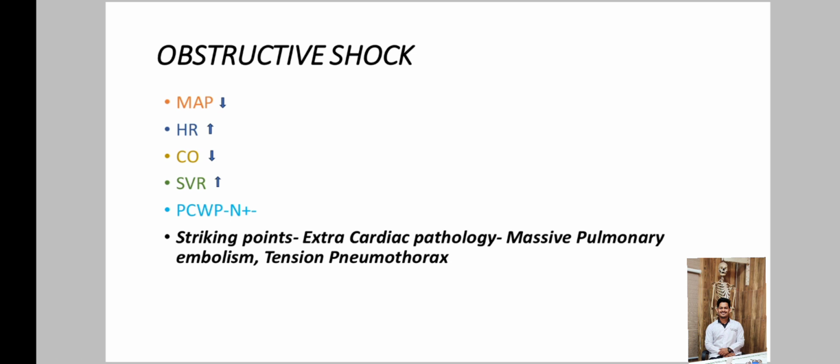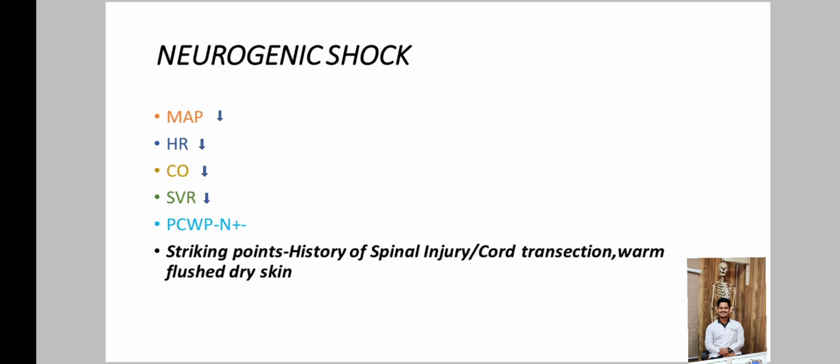But what to expect in a question when it will be obstructive shock? The striking point that we need to notice is that there will be some extra cardiac pathology. Mainly there are two types of questions. One is massive pulmonary embolism, another is tension pneumothorax. The rest are the same as before, but as the cause is not cardiac, the pulmonary capillary wedge pressure doesn't increase much.